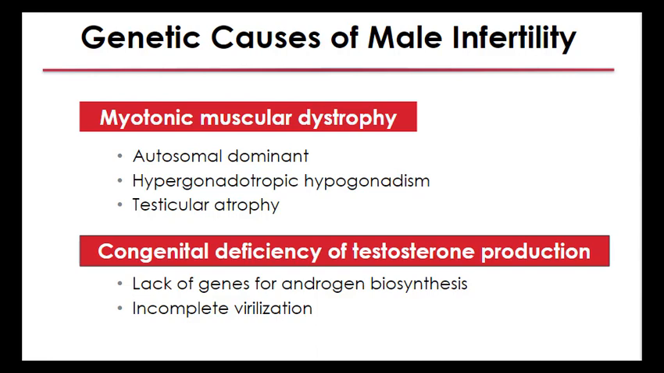These men experience atrophy of the testicles and reduced fertility. Congenital deficiency of testosterone production is a rare disorder that is caused by a lack of genes that encode for enzymes needed for androgen biosynthesis. There is incomplete virilization in affected men.